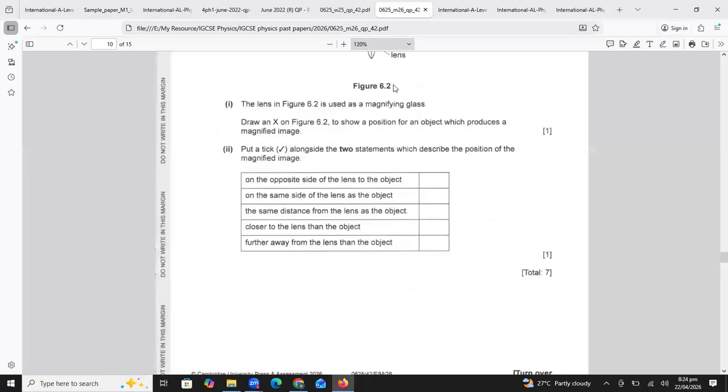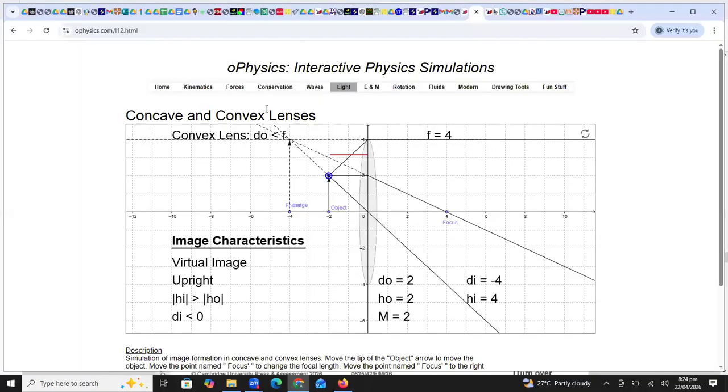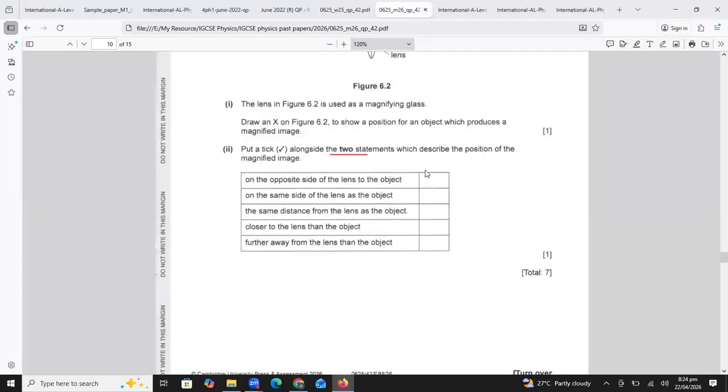So now we have to place the tick on two boxes. They are giving several statements. Now they are saying the image is formed on the opposite side of the lens. No, we have already seen that the image is formed on the same side of the lens as the object is placed. So yes, this statement is correct. So we have to place a tick here.